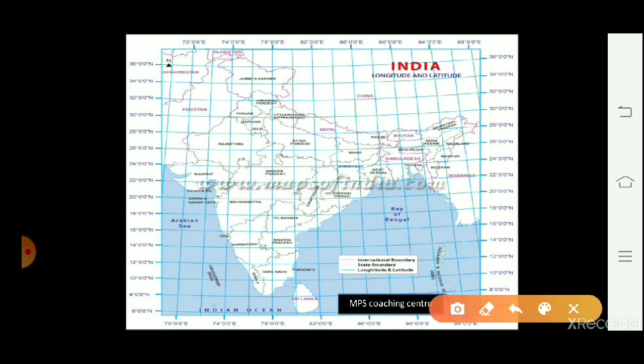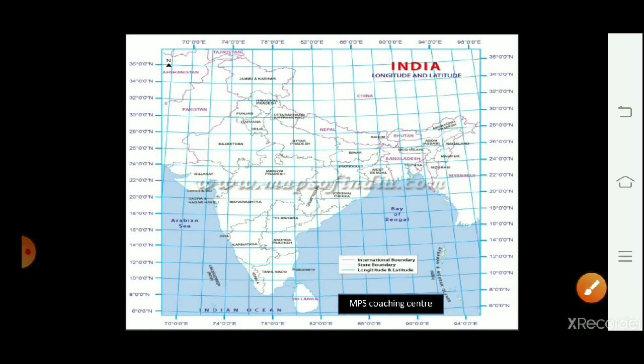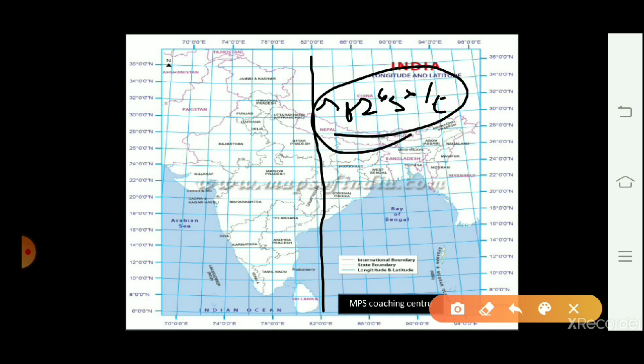Then we have discussed the northernmost latitude 37 degree 6 minute, southernmost 8 degree 4 minute south, whereas 68 degree 7 minute east, westernmost longitude, and 97 degree 25 minute east, easternmost longitude. After this we have seen how we can plot the standard meridian of India, that is 82 degree 30-minute east, passing through middle of the country.